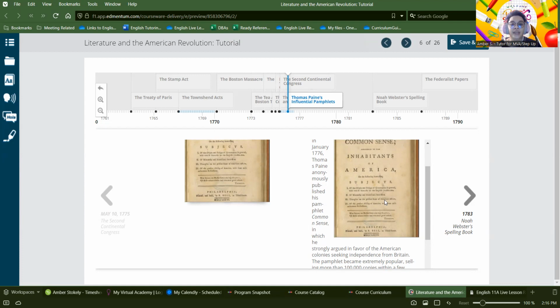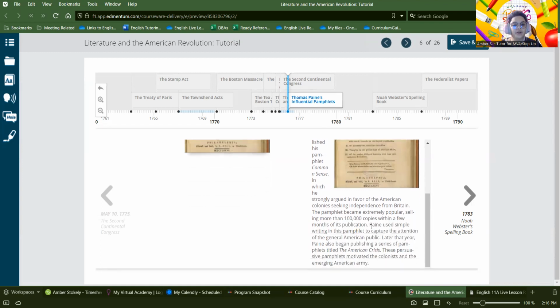So he was explaining in this pamphlet, for people who are skeptical or who don't understand why, why they should seek independence, because this was something that everyone was debating about at the time. He sold more than 100,000 copies in a few months, which is major for this time period. And later, he published The American Crisis. Crisis is like a really big problem or dilemma.